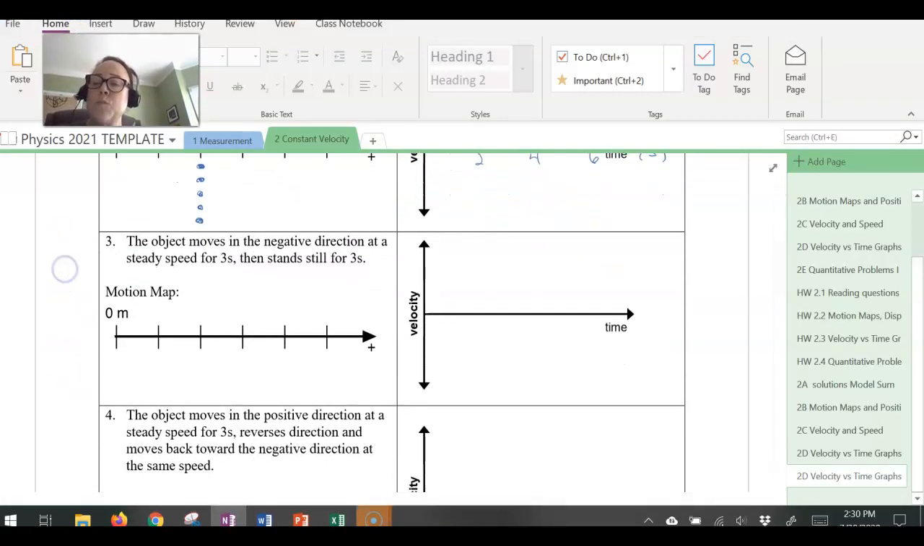Here we have an object that's moving in the negative direction at a constant speed for 3 seconds, and then it stands still for 3 seconds. So maybe I'll have it begin at position 5, and it moves in the negative direction for 3 seconds. So my velocity vectors are now pointing to the left because it's moving in the negative direction. And then once it reaches position 2, it stays there for 3 seconds. Okay, now my motion map is showing a total of 6 seconds worth of data.